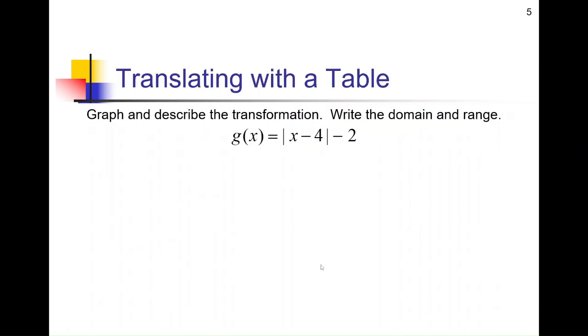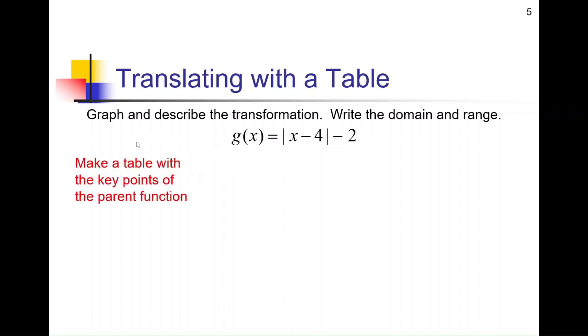Now that we've gotten some of the theory out of the way behind translations, let's do a little practice. So we've got this g of x function, absolute value of x minus 4, minus 2, and we want to graph this, describe the transformation, and write the domain and range, all those things. So whenever I'm transforming a function whose parent function I'm pretty familiar with, I like to start by making a table with the key points of that parent function. And I do this for any function, not just absolute value.